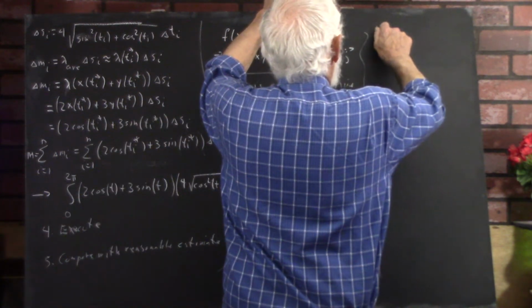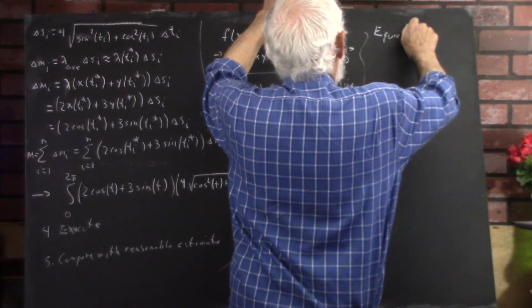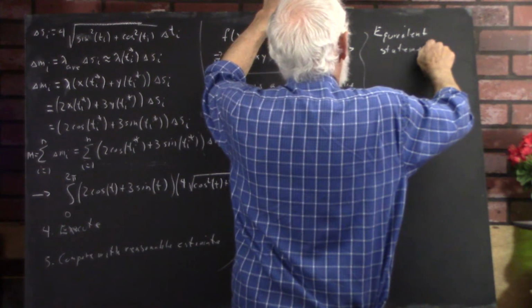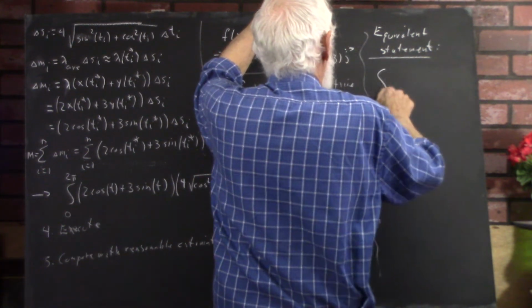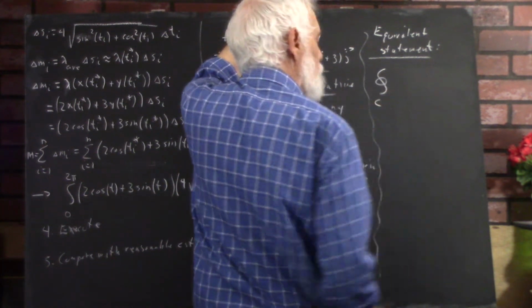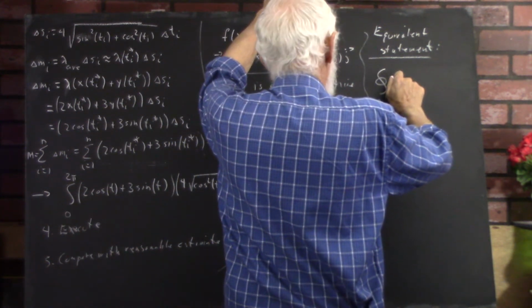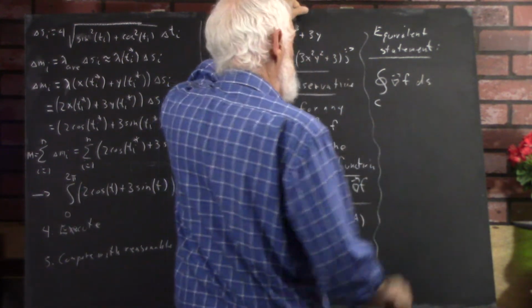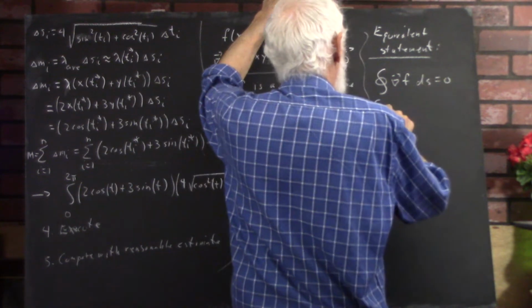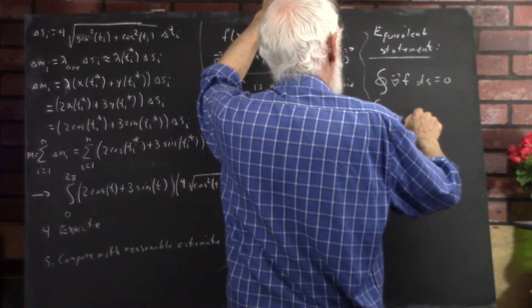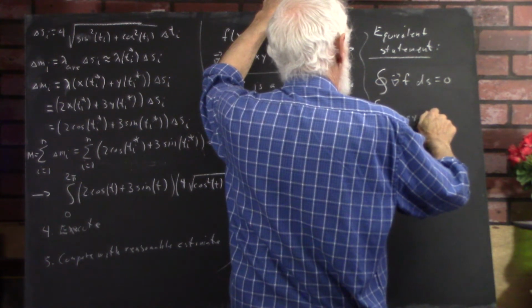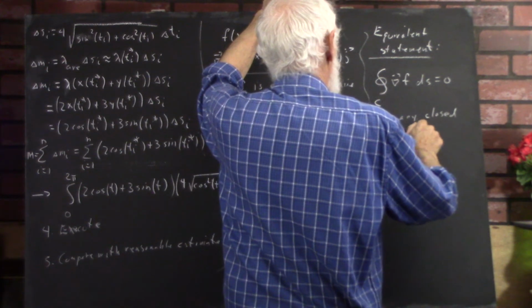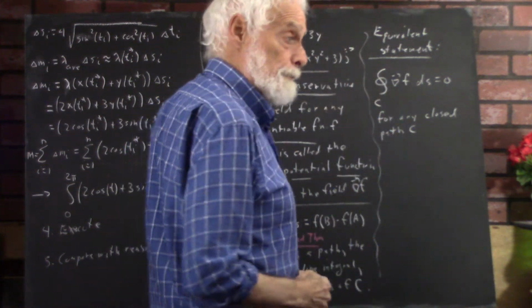equivalent statement: the integral around a closed path of your gradient is 0 for any closed path C.